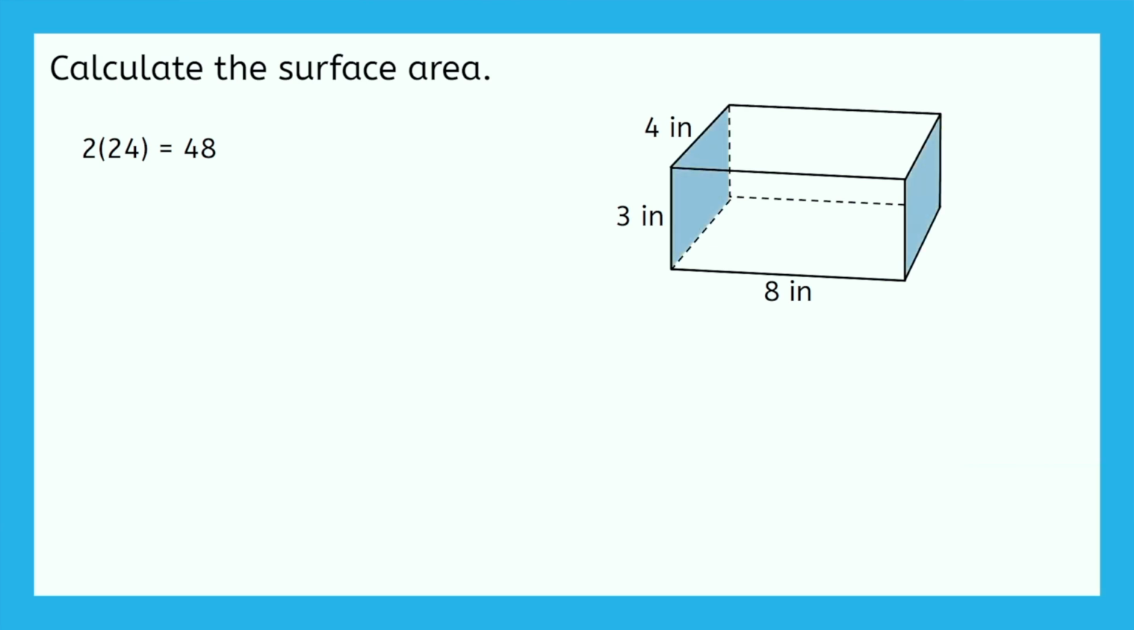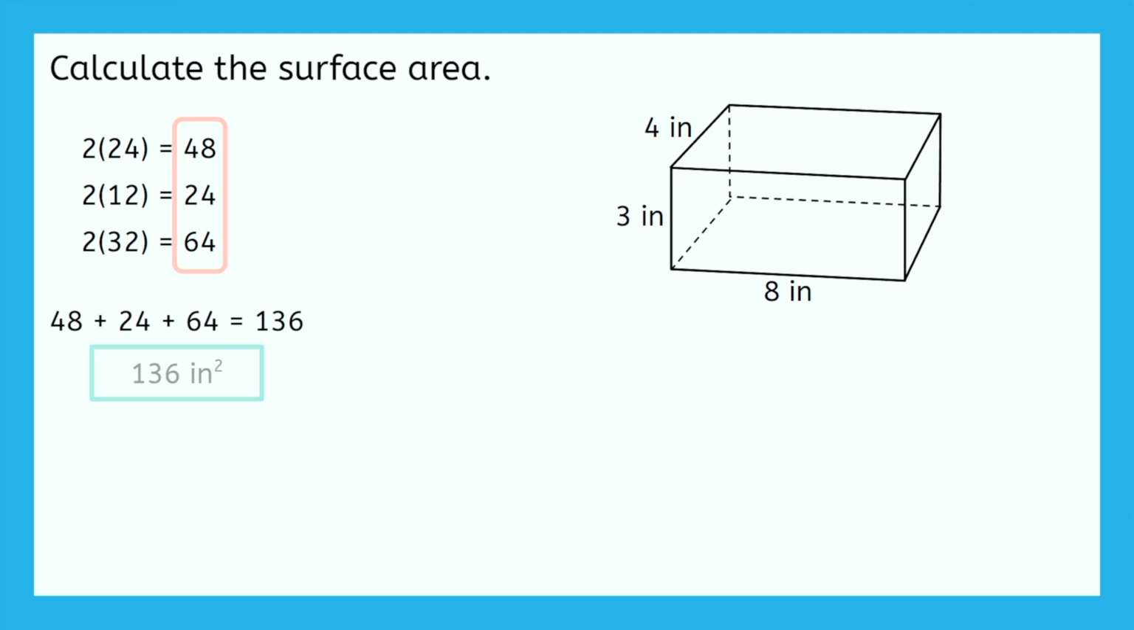These 2 faces have dimensions of 3 by 4, giving us 12 square inches as each of their areas. For this pair of faces, that's an area of 24 square inches. And for the final pair of faces, we have dimensions of 4 by 8, giving us 32 square inches for each of them. 2 faces with areas of 32 square inches is 64 square inches total. Adding 48 plus 24 plus 64 gives us the total surface area of 136 square inches.